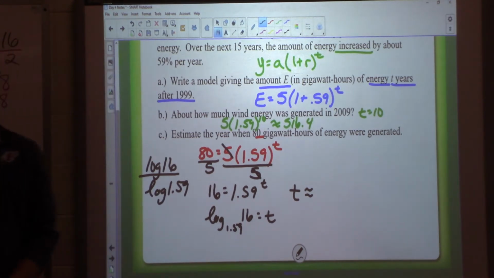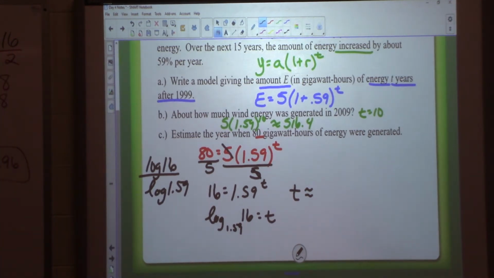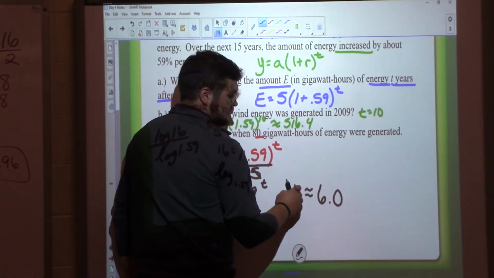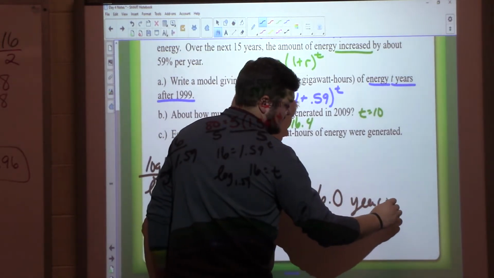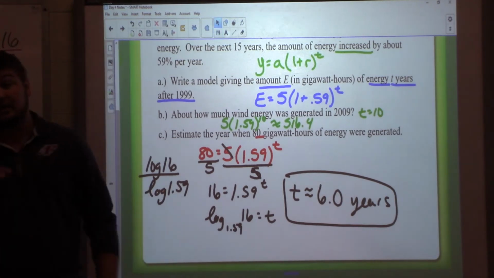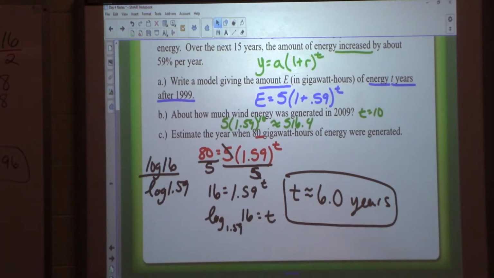What is T going to be? If you plug this log in your calculator, what is T going to equal? 5.98, if you round it. 5.98 or 6.0, right? Alright, that is the first way to solve it. That's the way that we've been solving everything, and now we just put it into an application.